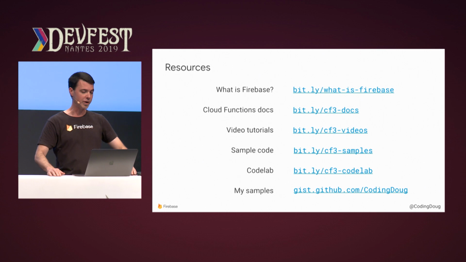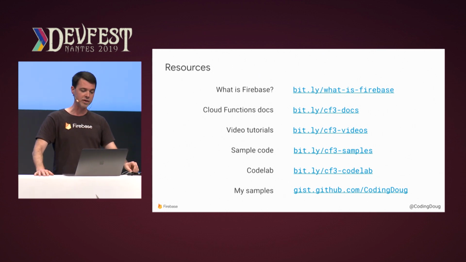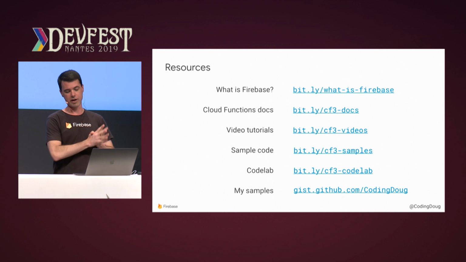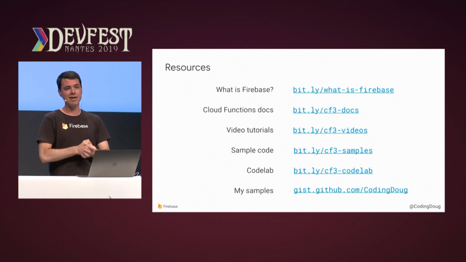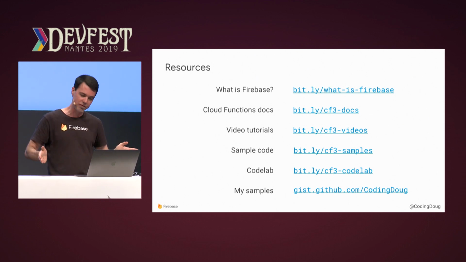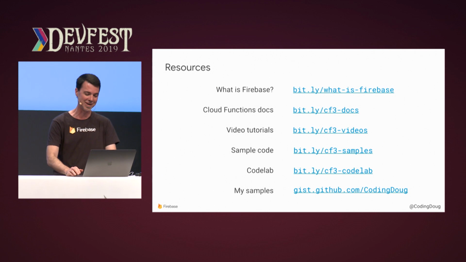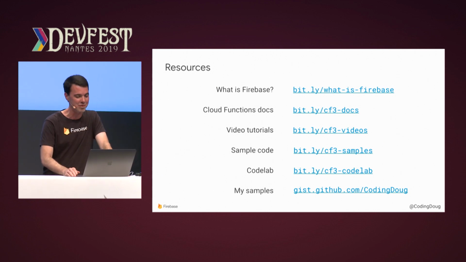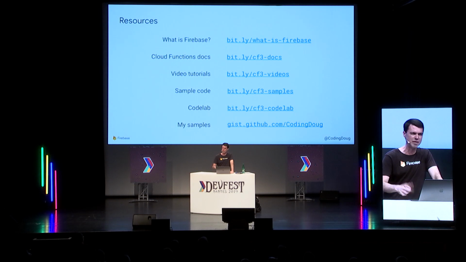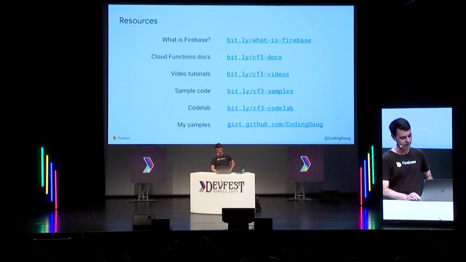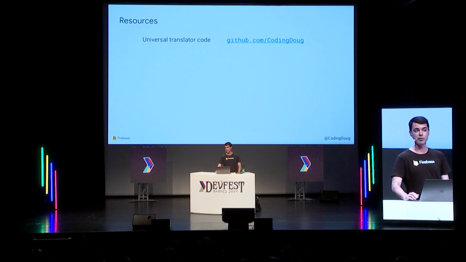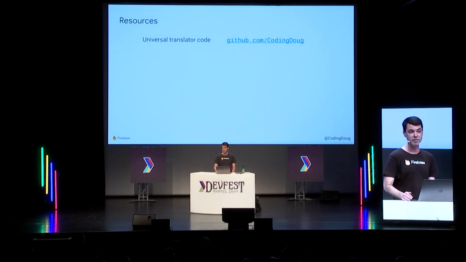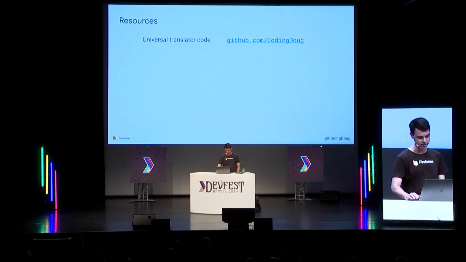Now, if you want to learn more about Firebase and more about Cloud Functions, there's a bunch of resources here. The documentation is quite good. Those video tutorials, if you did not like watching me and listening to me today, don't go view the video tutorials, because it's all just me talking about Cloud Functions. But some people find it very helpful. There's a tremendous amount of sample code, about 40 or 50 sample functions, if you want to see what it can do. There's a code lab where you can get started on your own. My GitHub has some interesting things in it. And also that universal translator that I told you about, that's in a GitHub repo with full instructions on how to get that set up and running.